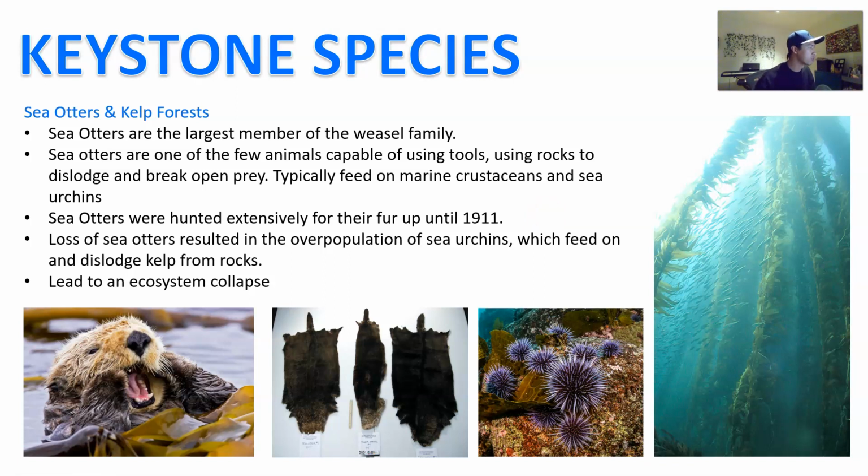Another example is sea otters and kelp forests. Now, this is a really cool example because the sea otter is pretty much the largest member of the weasel family. And they're one of the few animals that are actually capable of using tools. You often find an otter using rocks to dislodge and break open prey. And they feed on crustaceans like crabs and things like that.